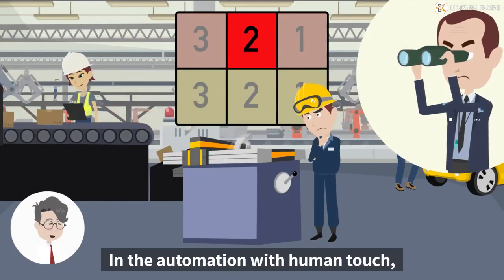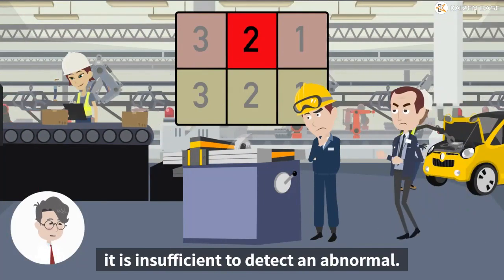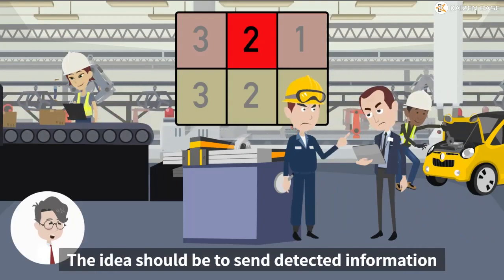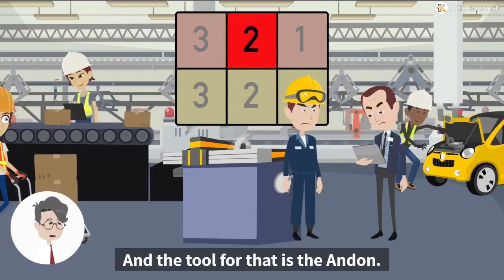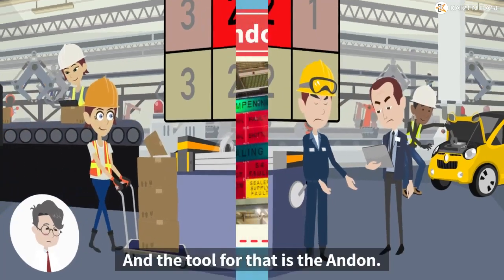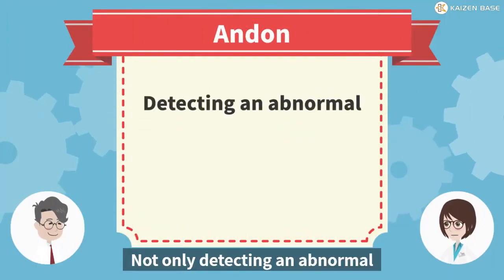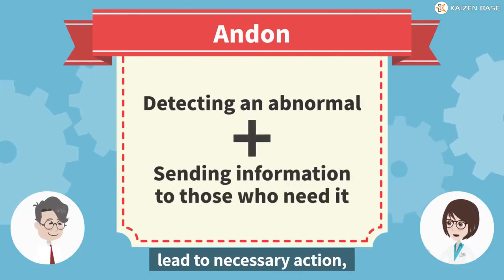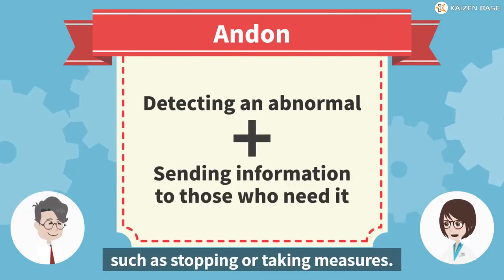In the automation with human touch, it is insufficient to detect an abnormal. The idea should be to send detected information to those who need it. And the tool for that is Andon. I see. Not only detecting an abnormal but also sending information to those who need it leads to necessary action, such as stopping or taking measures.